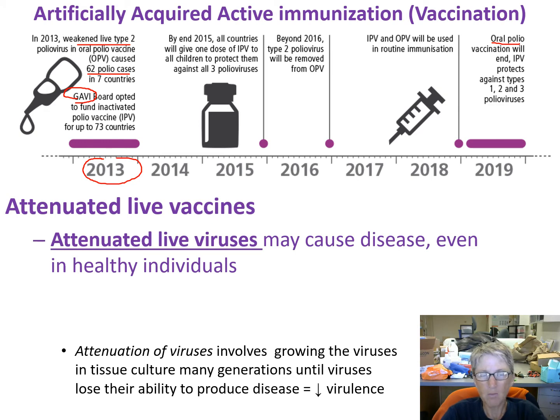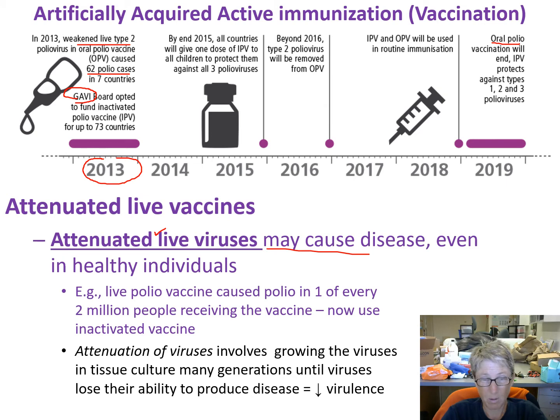So attenuated viruses may cause disease even in healthy individuals. Attenuated viruses just means you weaken it somehow, but sometimes they can still cause diseases, so that's not the best way to make a vaccine.